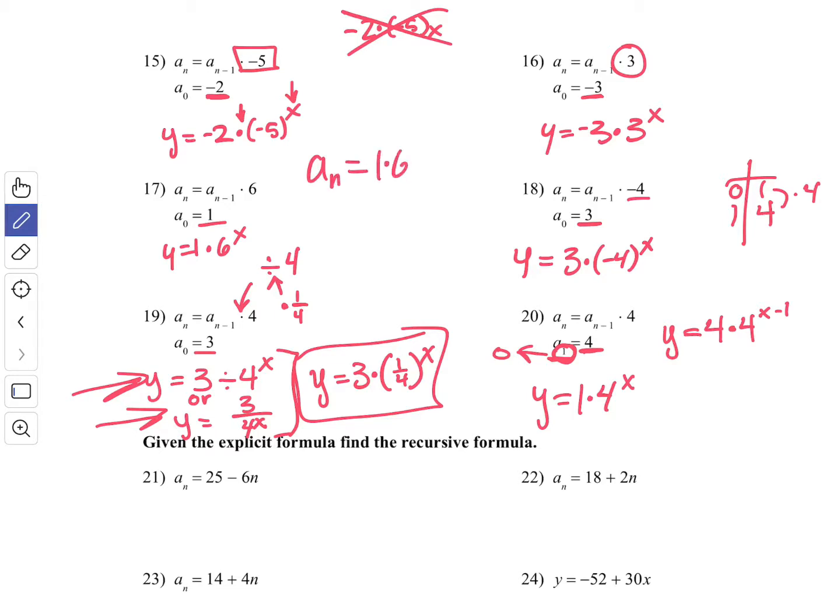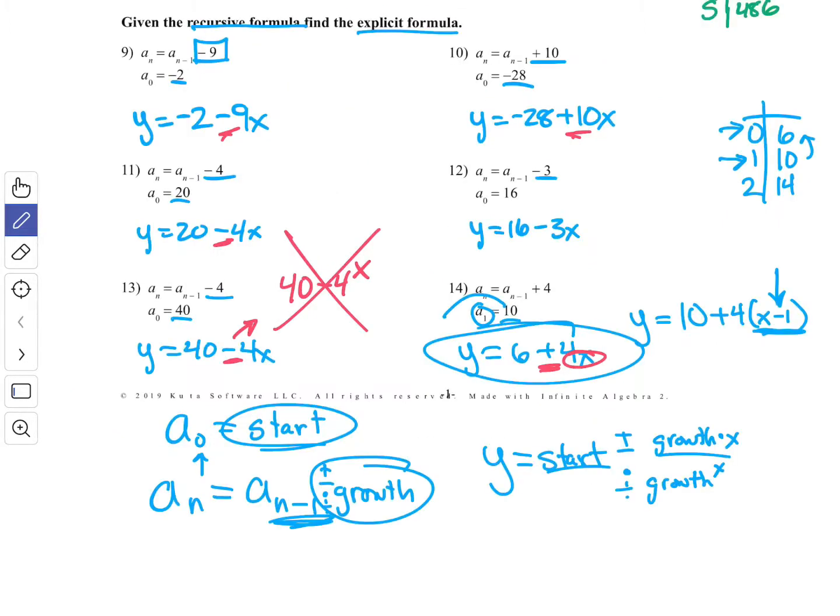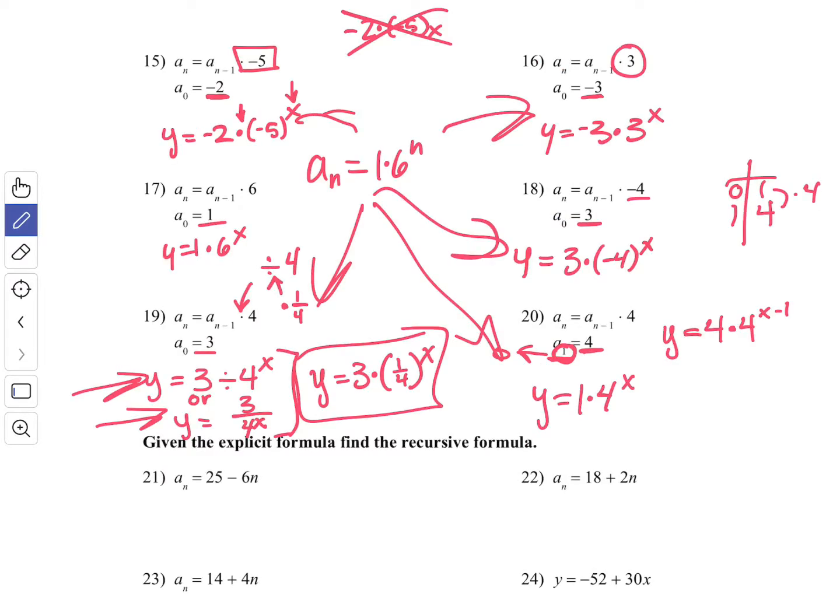Okay. Now, all of these, I could write it in sequence notation, right? A sub n equals 1 times 6 to the n, and it's the same thing. So I could do that for all of these. Or, again, back here, I could do it with these guys. Same thing. Okay?